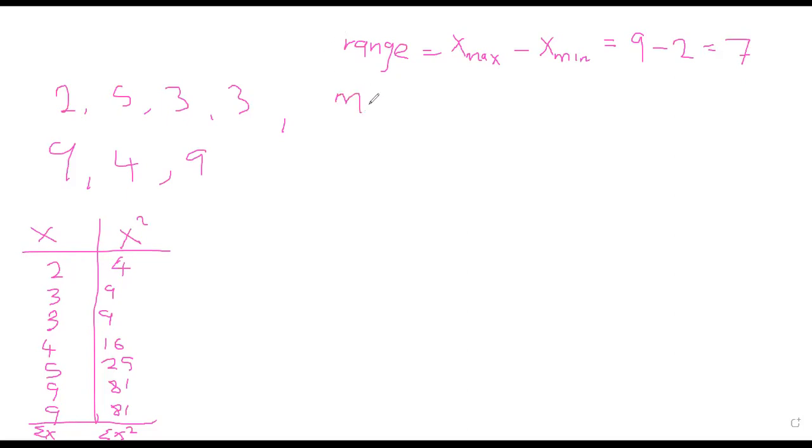Our mode is the number that appears the most. So which numbers appear the most here? Looks like 3 and 9. We have 3 and 9. So this is a bimodal frequency. 3 and 9 appear the most.